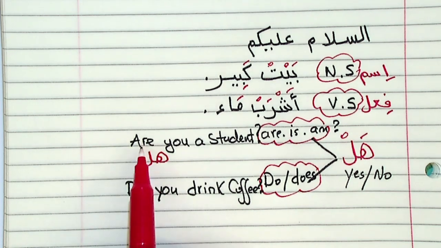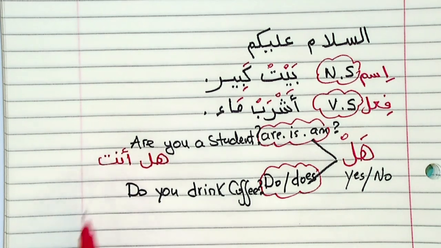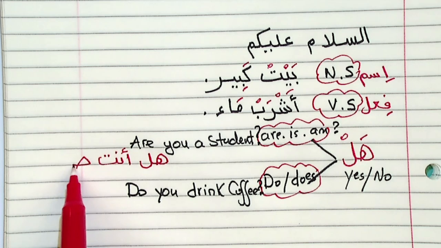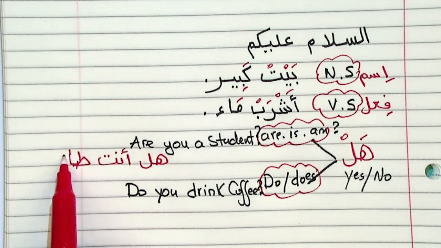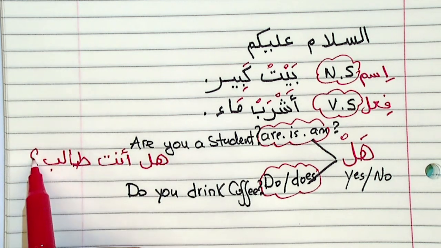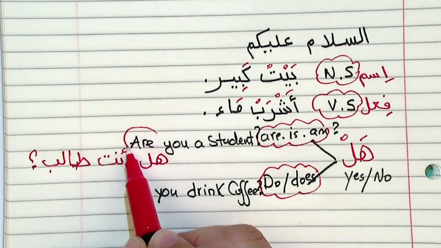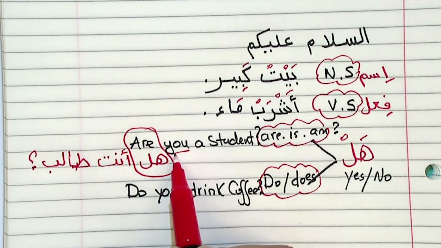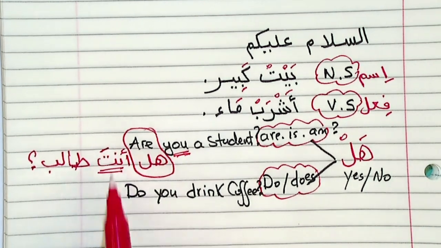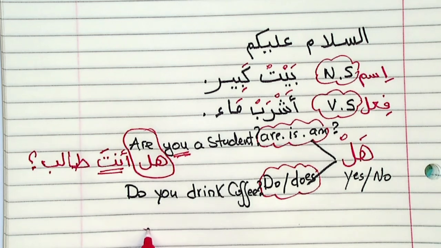In Arabic, you would say are you is hal. Hal anta. هل أنت طالب؟ Are you a student? So I'm using هل for are right here. And you is أنت, and you can say أنتِ, but you have to indicate the feminine in the word طالب.